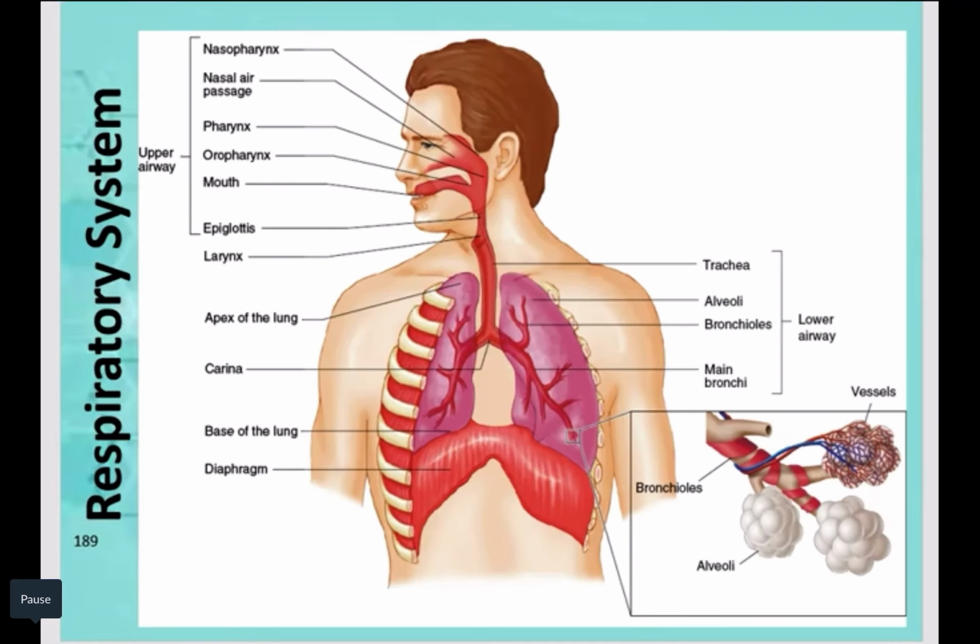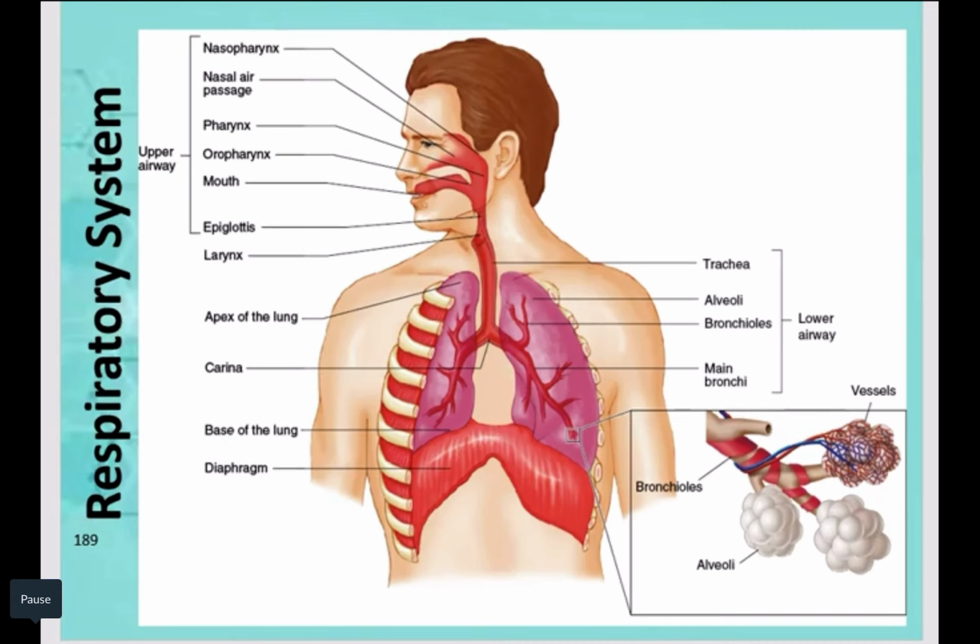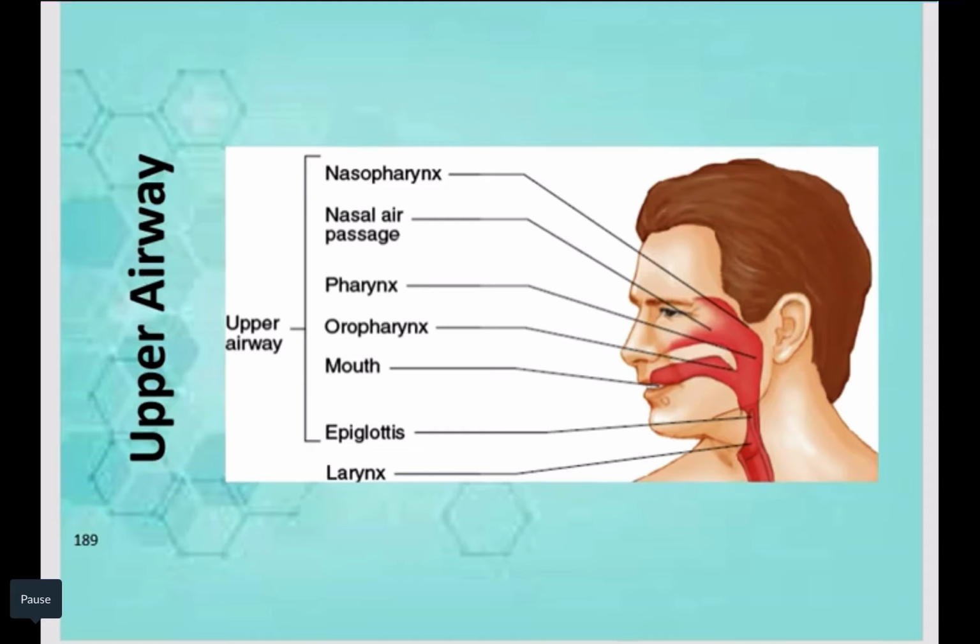Then we have the respiratory system. The respiratory system is broken into the upper and the lower airway. We're going to break them into two different groups here. So the upper airway consists of the nasopharynx, which is sort of the back of the nose area. We have the pharynx, which is the back of the mouth. The oropharynx, which is sort of what we would consider inside our mouth.